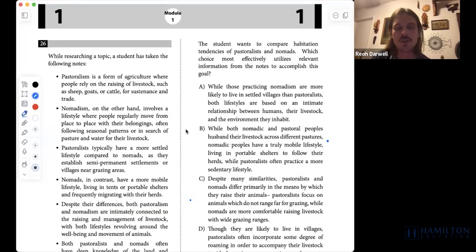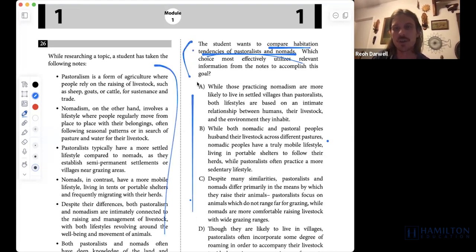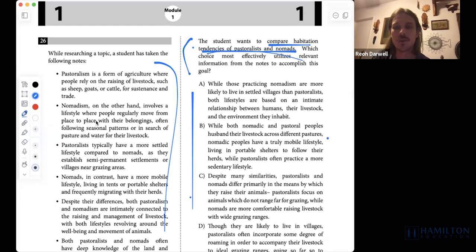Question 26 is a rhetorical synthesis question, meaning we want to definitely focus on the question itself. All right, the most important words we'll read on this question are up here, right? Not here, not on their answer choices, right there. So compare habitation tendencies, right? Meaning we need to look at where they live, all right? Let's look at a few of these. So A, oh look, we have where they live and what they do, okay?